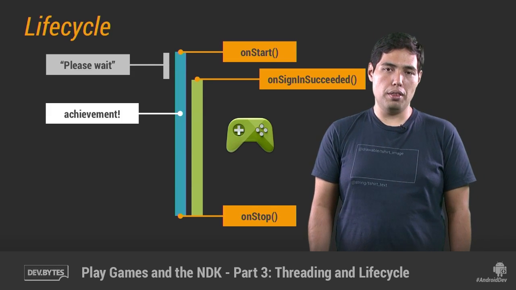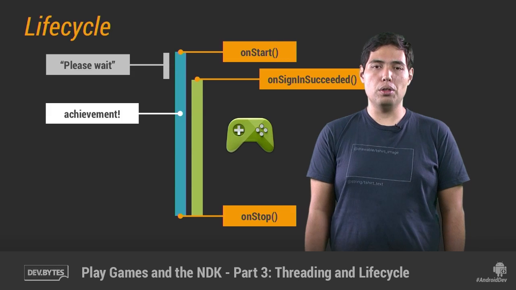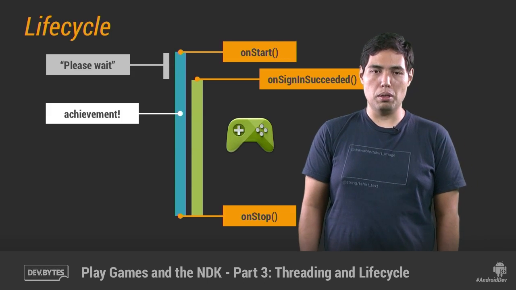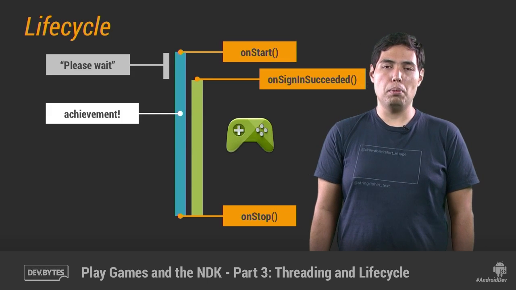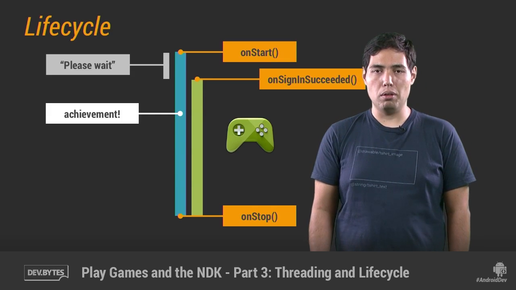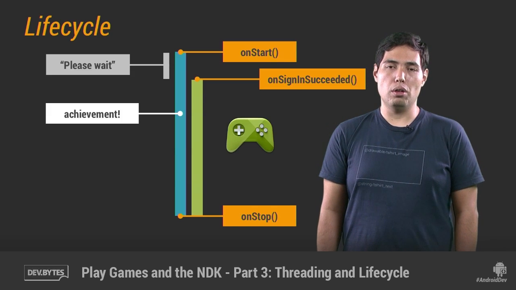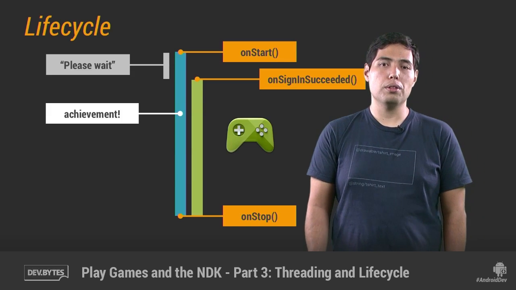The actual implementation is of course up to your game. You can do something very smart, or you can do something much more simplistic, like putting up a please wait screen. But the important thing is to notice that you have this lifecycle issue, and you should be attentive in order not to make any API calls when you shouldn't.